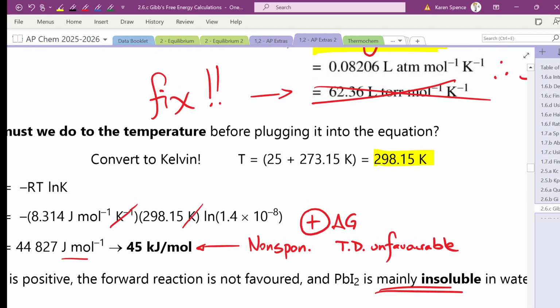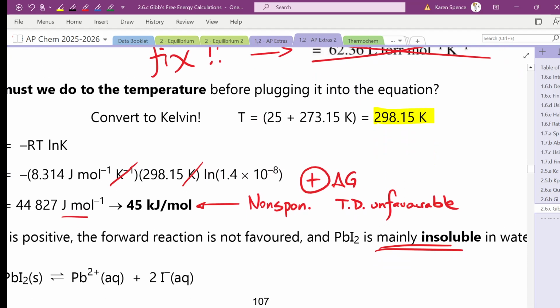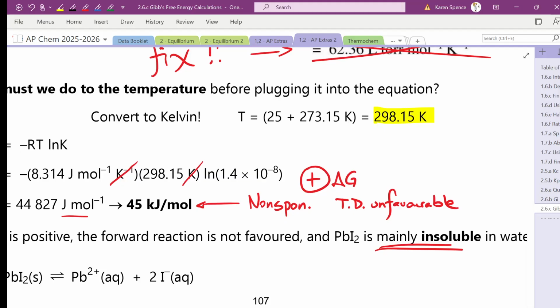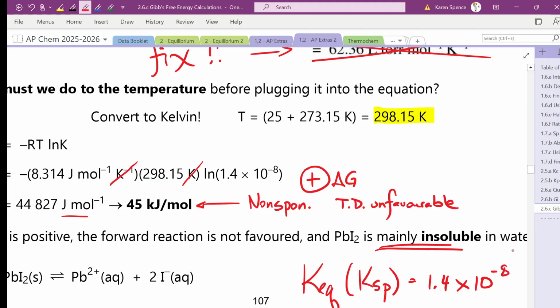Oh, and by the way, back here, did we actually need to calculate delta G to see that it was not very soluble? Or could we just look at our KEQ, which is now called KSP, and say, hey, 1.4 times 10 to the -8, that favors the reactants a lot, yes? And so we could say it's not very soluble just based on that. But if the question says, show me using your knowledge of delta G, then you would show them using their knowledge of delta G. Okay.